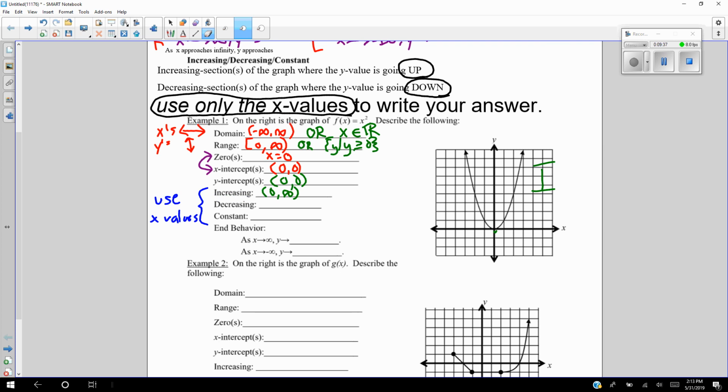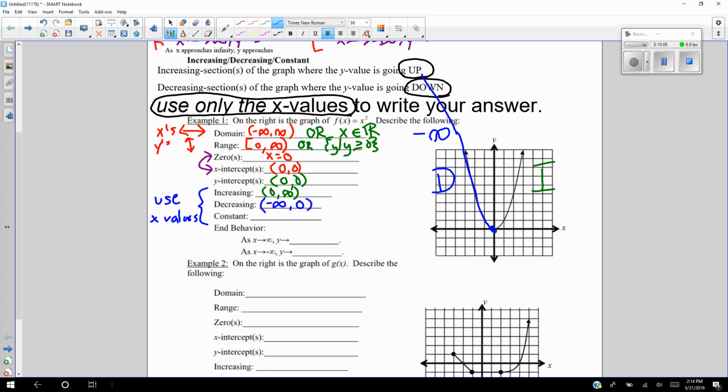All right, so now decreasing. Decreasing, you may have guessed, is this section right here, because from left to right, it's going downhill. Read a graph like a book from left to right. So this one starts decreasing from this direction right here. And of course, it's coming from this direction forever. So it starts decreasing at negative infinity, and it doesn't stop decreasing until that anchor point right there at 0.